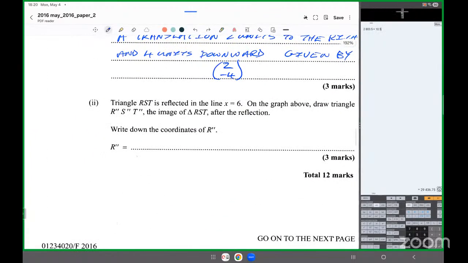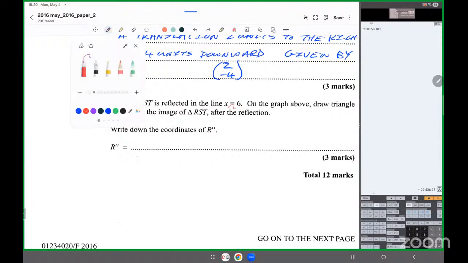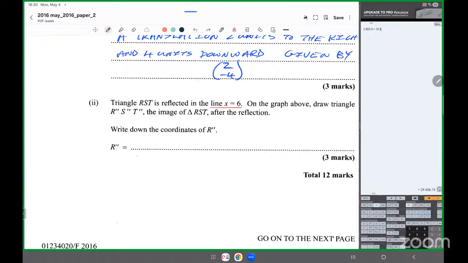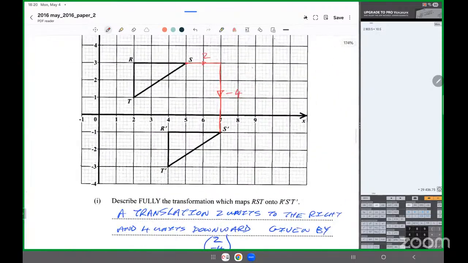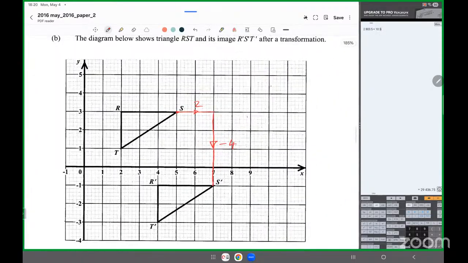It says RST is reflected in the line x equals 6. It says on the graph, draw a triangle R double prime, S double prime, T double prime, the image of RST after the reflection. And I must write down the coordinates of the point R double prime. So I'm going to reflect in the line x equals 6 now. x equals 6 is a vertical line passing through 6. See it here?